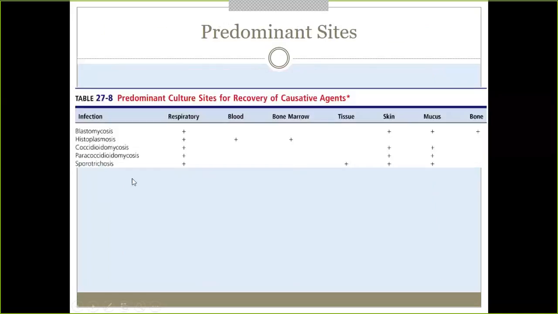All right, this is just kind of a quick overview on where you'd find these if you're going to try to culture it and identify it. Obviously, respiratory lungs, best way to find them all.